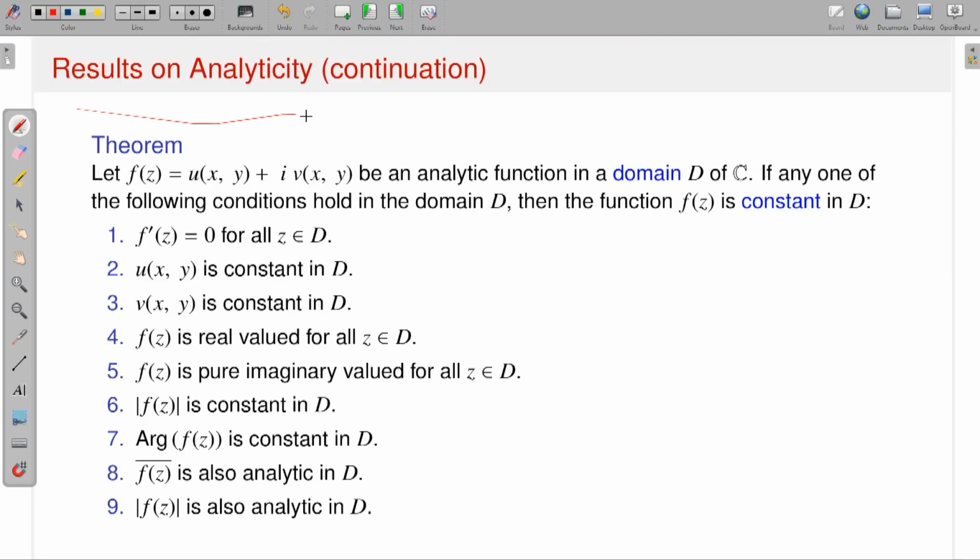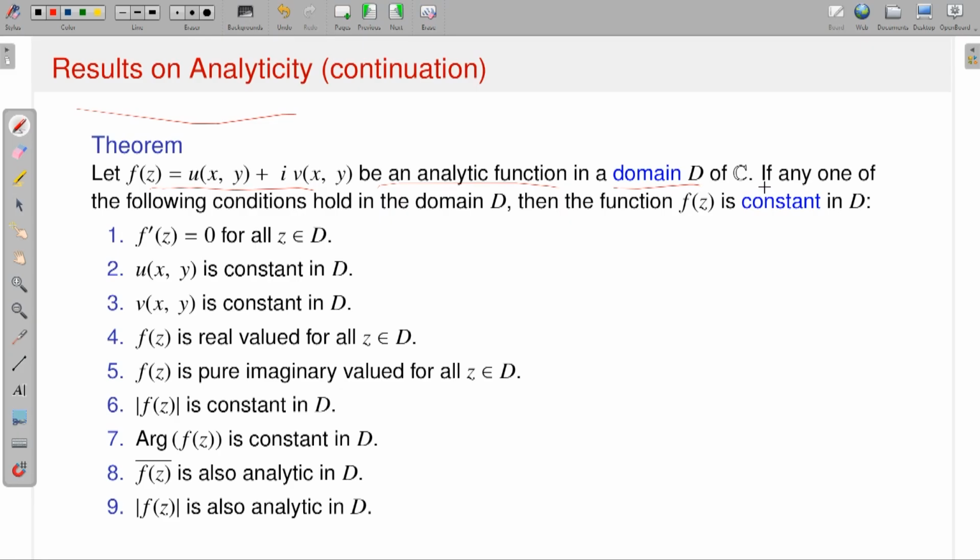Okay, so what I am saying is that suppose you have a function f which is u plus iv, and suppose it is analytic in a domain. I am giving this problem assuming that my function is defined on a domain. Domain means it is open and connected, this is automatic. Then what I am saying is that if one of the following conditions holds in the domain, then my function has to be constant.